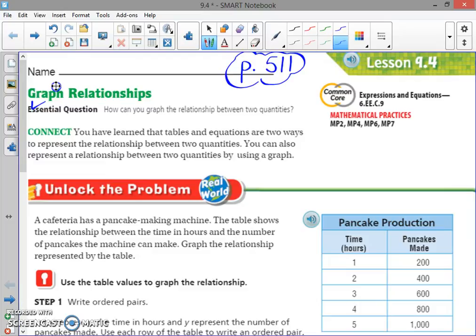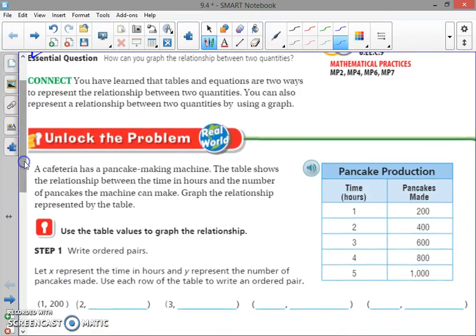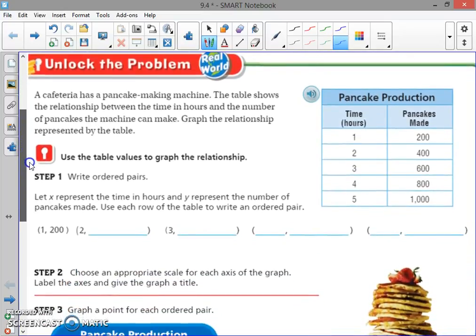Well, we've been dealing with X and Y charts. So now we're just going to put the X's and Y's into our ordered pairs and plot them on a coordinate plane. You have learned that tables and equations are two ways to represent the relationship between two quantities. You can also represent a relationship between two quantities by using a graph, or the coordinate plane.